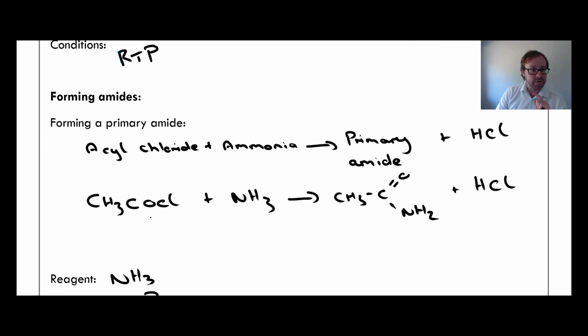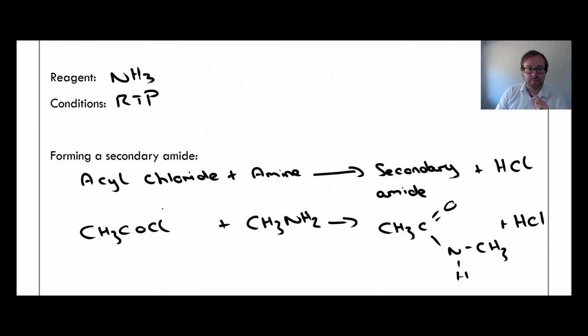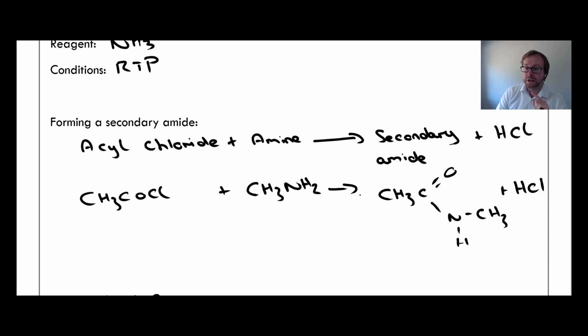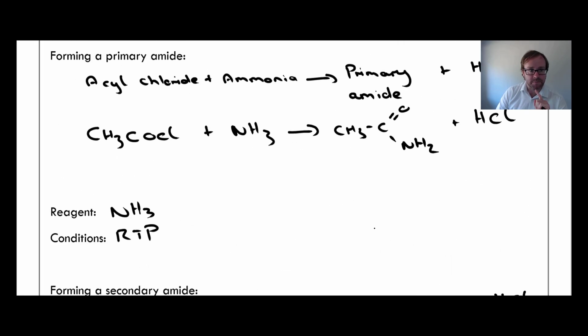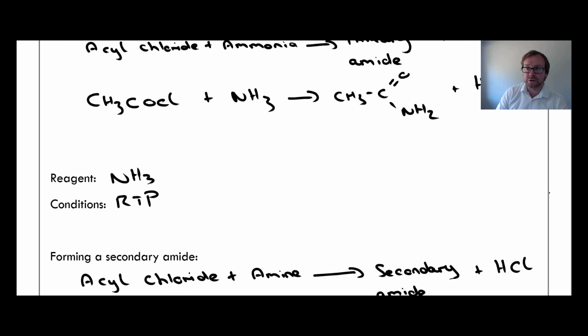So this is my acyl chloride, ethanoyl chloride, plus ammonia forms my primary amide. This is my formula for the primary amide. My reagent to form this primary amide, I need to use ammonia. And to form a secondary amide, I would use an amine. This is my formula of an amine, and this is my formula of a secondary amide. So you may need to copy that down. I've gone through that quite quick, but as I say, there's another video on it, so I would watch that one.